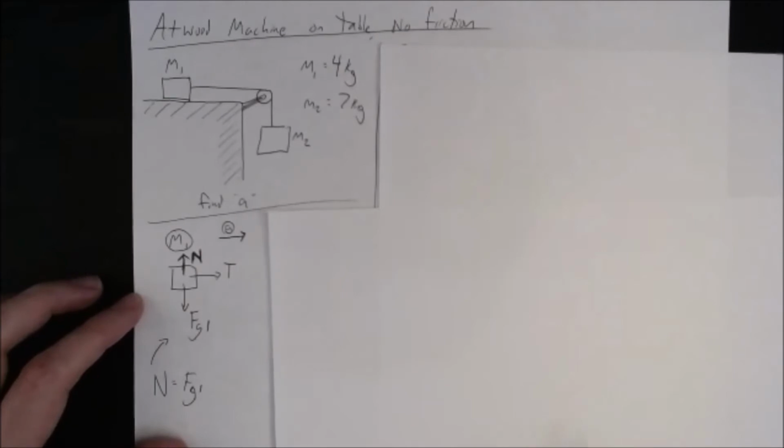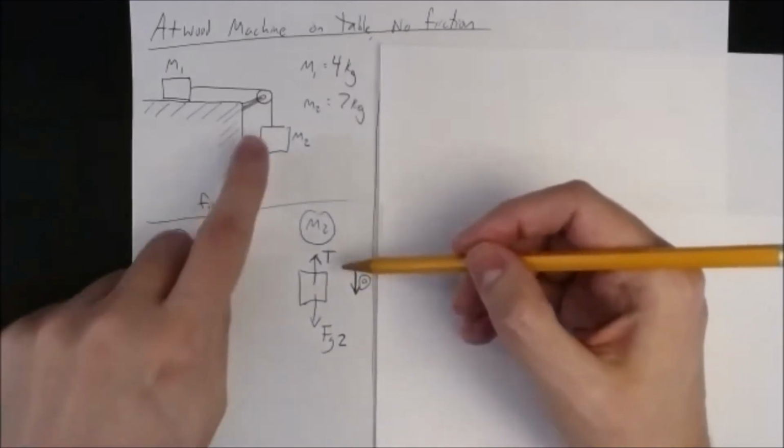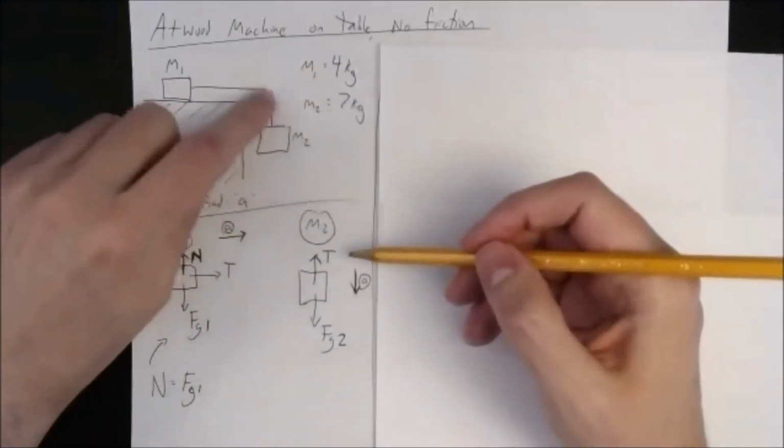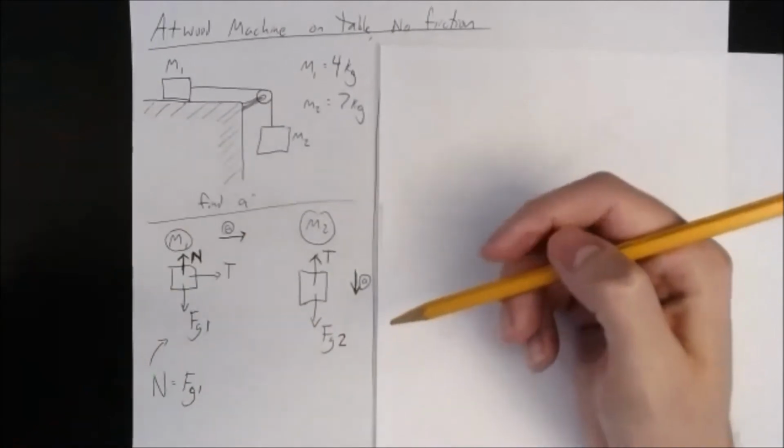We can do this again with block 2. Block 2 is a little bit easier because the only forces acting on it are the tension pulling up on that string and the force of gravity pulling down on it.